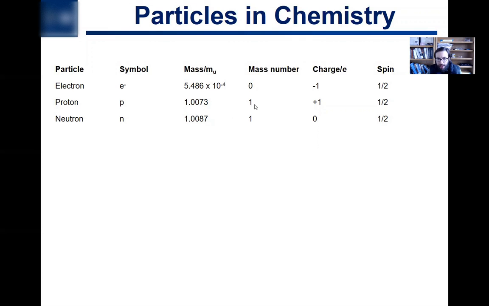Notice that a neutron's a little heavier. And then the mass number: proton and neutron are about the same mass number when we're just counting, approximating it. And then, of course, the proton and the electron have opposite charges, and they all still have a spin of 1/2.